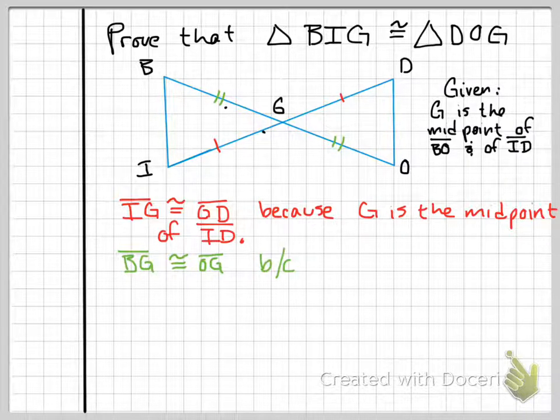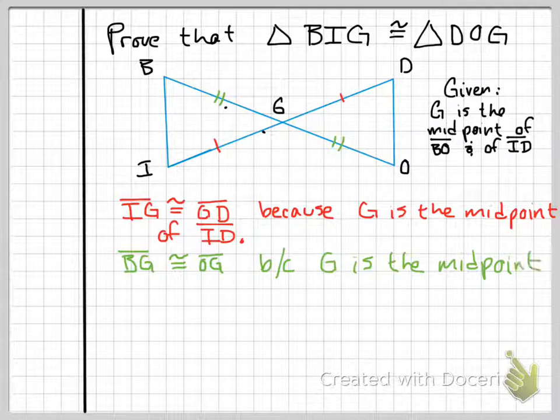Because G is the midpoint of ID. Okay, so now I have two sides of each triangle that I know are congruent based on our given information.